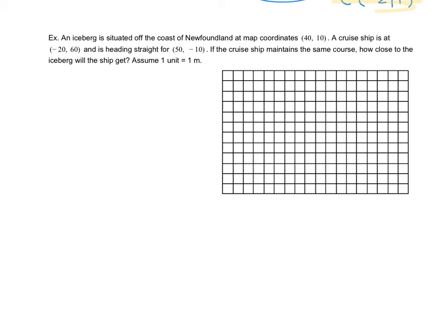So we can do a little sketch for ourselves just to see what's going on. And I put this grid here so that you have freedom to draw in your X and Y axis. So I'm just going to make my Y axis here.